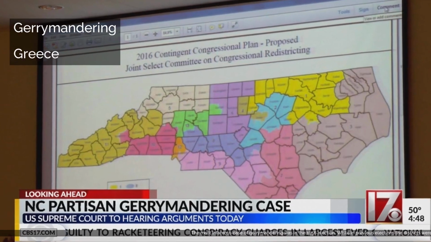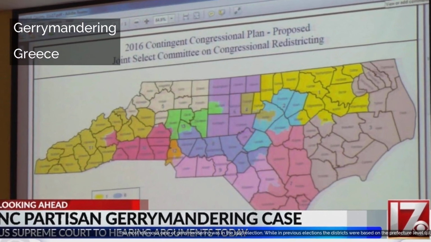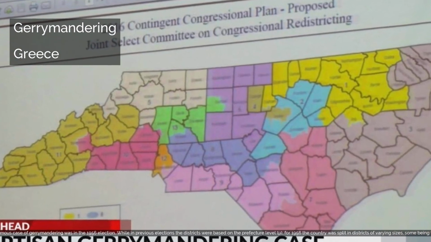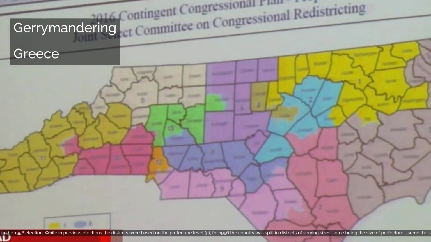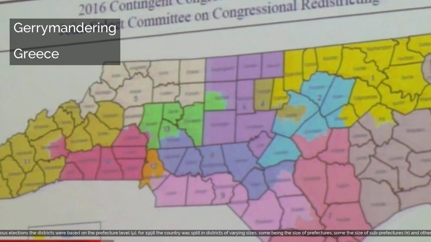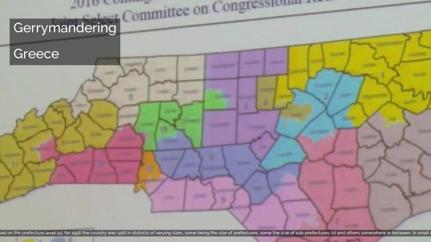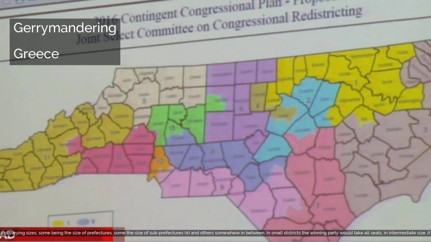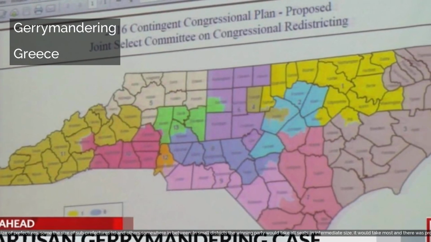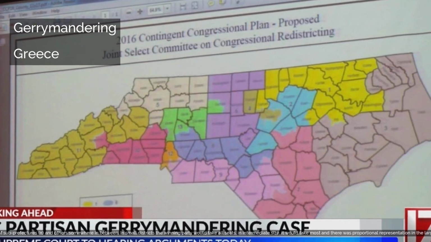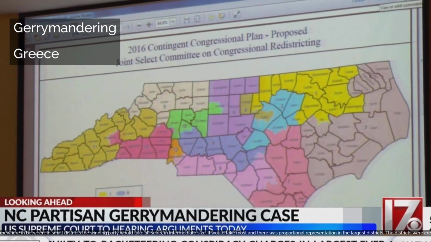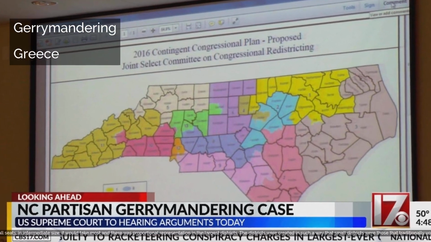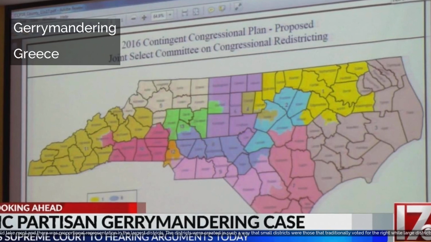The most infamous case of gerrymandering was in the 1956 election. While in previous elections the districts were based on the prefecture level, for 1956 the country was split in districts of varying sizes, some being the size of prefectures, some the size of sub-prefectures, and others somewhere in between. In small districts the winning party would take all seats, in intermediate size, it would take most, and there was proportional representation in the largest districts.